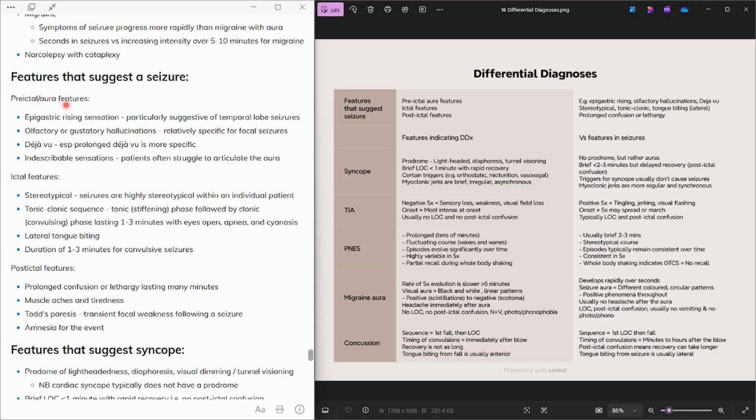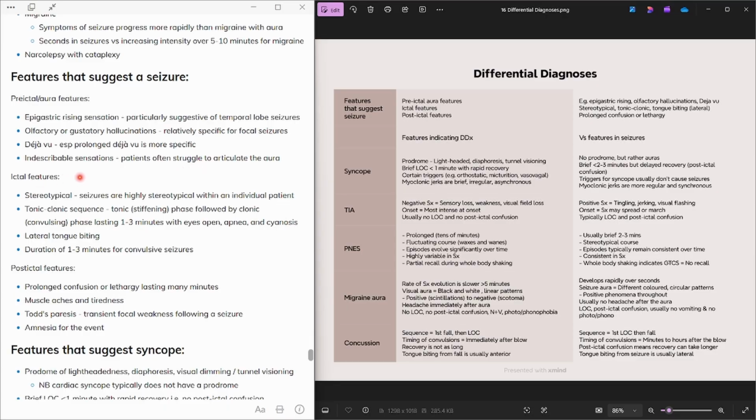The pre-ictal or aura features would be focal symptoms, such as epigastric rising sensations, which is suggestive of temporal lobe seizures. You can have olfactory or gustatory hallucinations, which are specific for focal seizures. A sense of déjà vu, especially prolonged déjà vu, is specific for seizures. And indescribable sensations: if the patient often struggles to articulate the aura that they're experiencing, you should think of them possibly having a seizure.